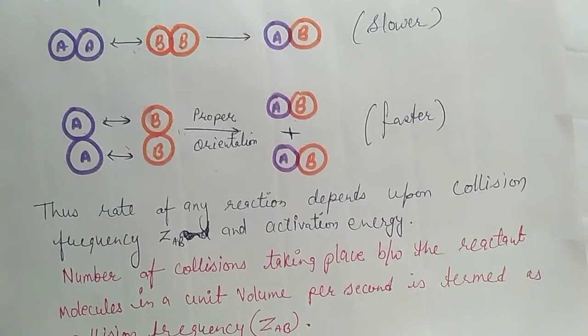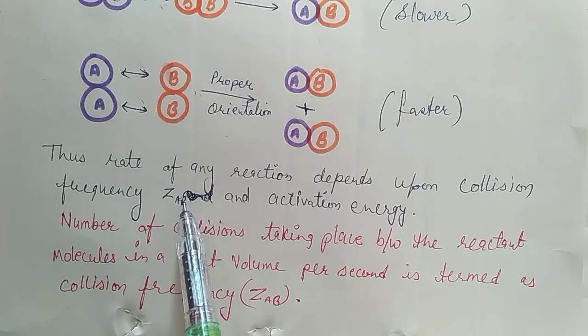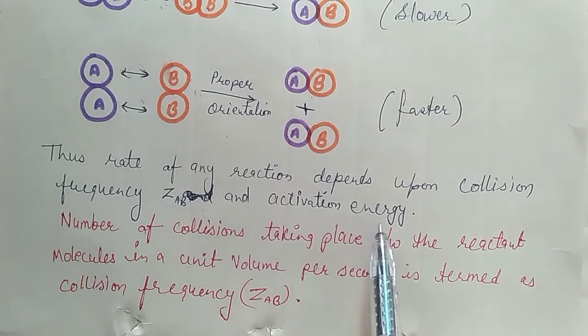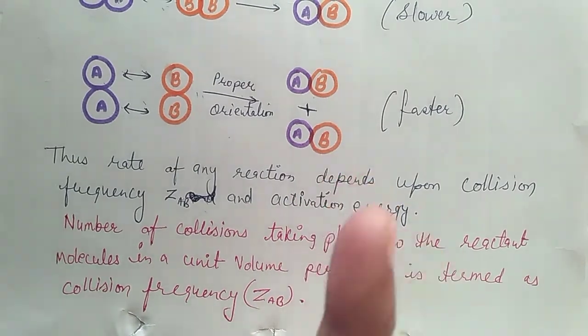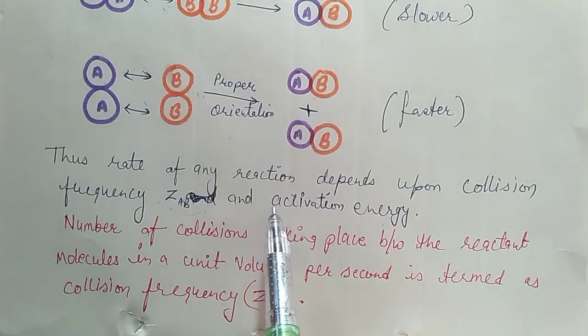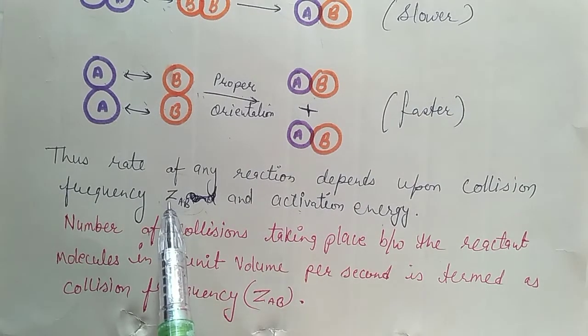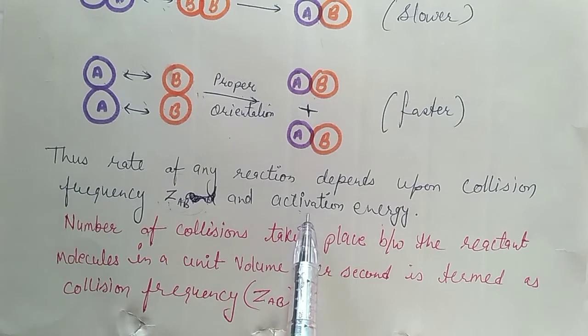Thus the rate of reaction depends upon the collision frequency ZAB and the activation energy. What is ZAB? Means there are two barriers. First is the effectiveness and second is the activation energy, which we can say is the energy barrier. It is the orientation barrier and it is the energy barrier.